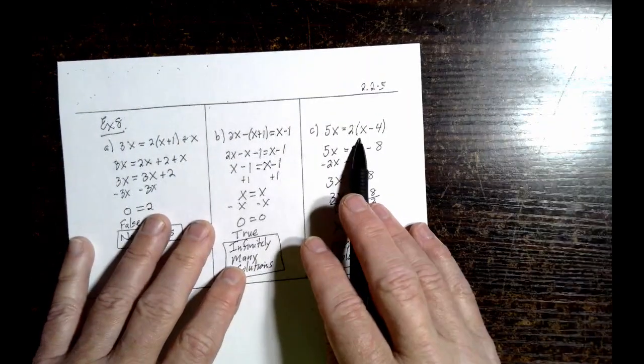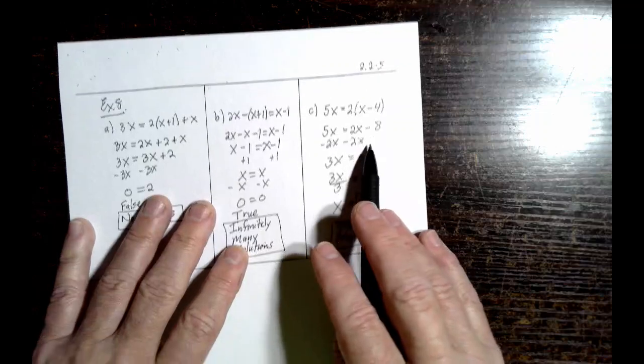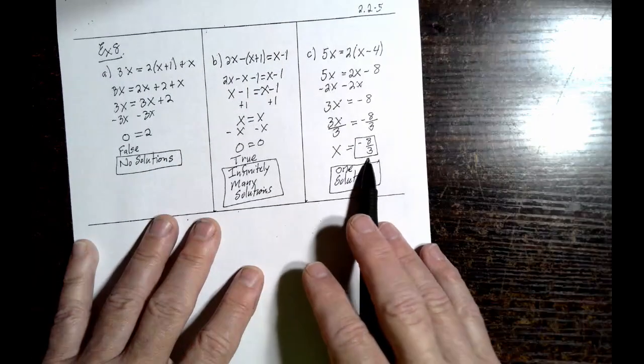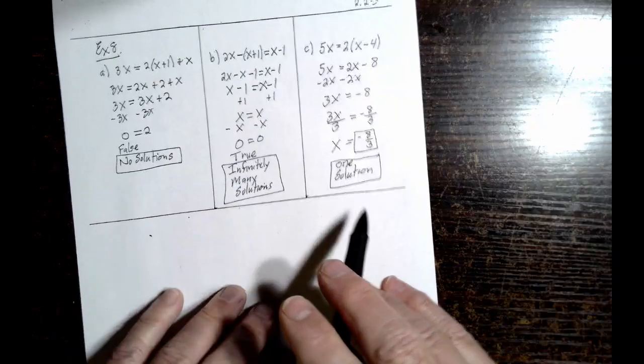5x equals 2 times x minus 4. You distribute the 2, subtract 2x, divide by 3, you get your answer, and that's one solution. So that's the most common answer that we get on the one solution types.